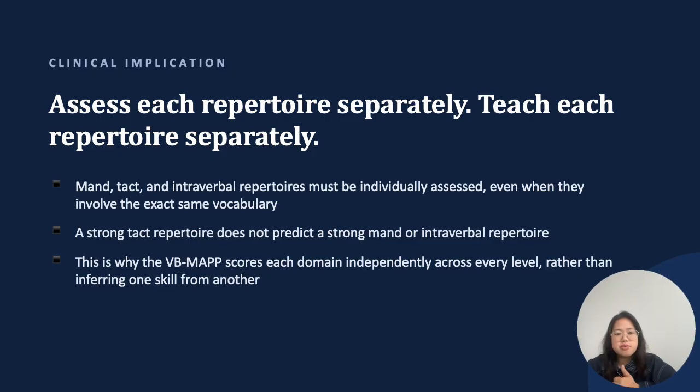So this has a direct clinical consequence you'll apply throughout the entire course, because mand, tact, and intraverbal are functionally independent, and they must be individually assessed, and very often individually taught, even when they involve the exact same vocabulary. So a strong tact repertoire tells you almost nothing about the strength of a learner's mand or intraverbal repertoire. This is exactly why the VB-MAPP scores each of its 16 domains independently across every level, rather than assuming that strength in one skill area implies strength in related ones.